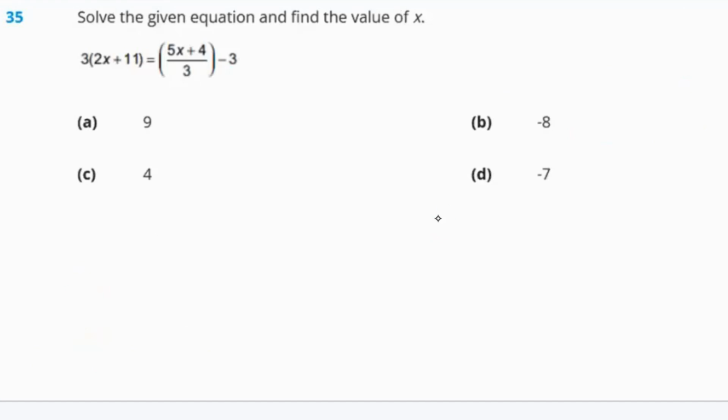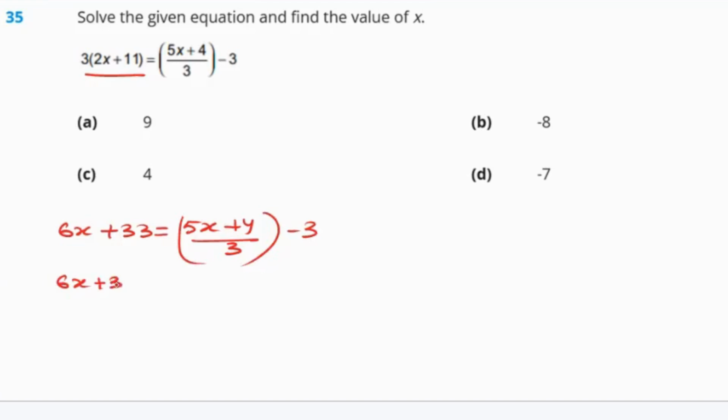Now question number 35. In the question number 35, it is saying that we need to solve this for the value of x. So if we are going to solve it, so first we need to solve this bracket. We will be getting 36 plus 33 is equals to 5x plus 4 by 3 minus 3. Okay, we can put this minus 3 over that side, so it becomes 6x plus 33 plus 3. It becomes 6x plus 36 is equals to 5x plus 4 by 3.